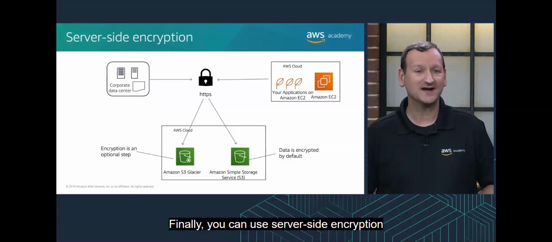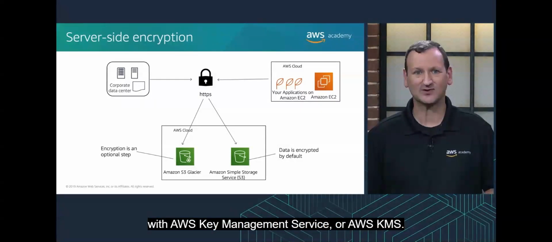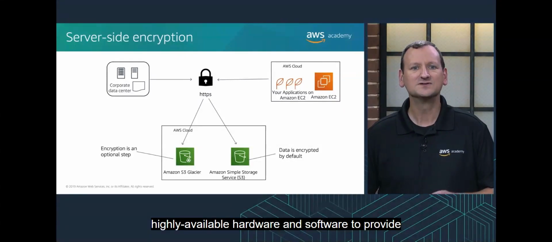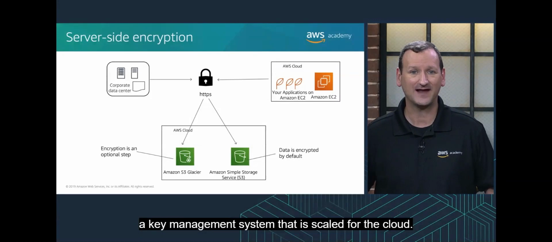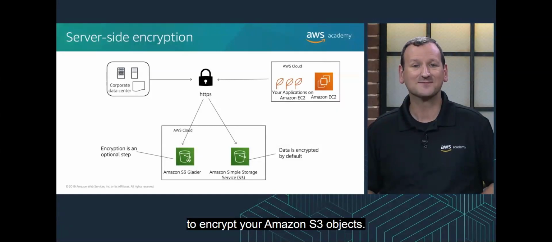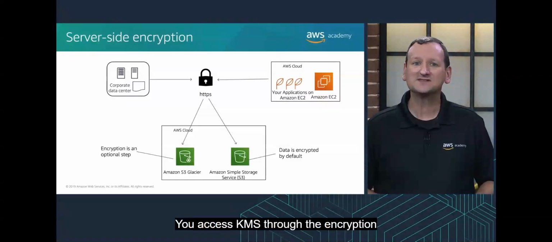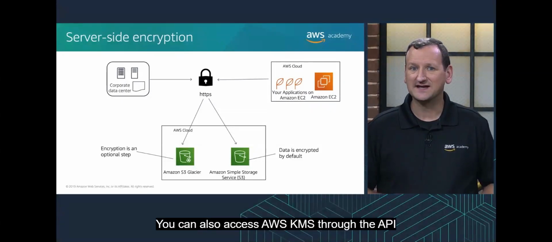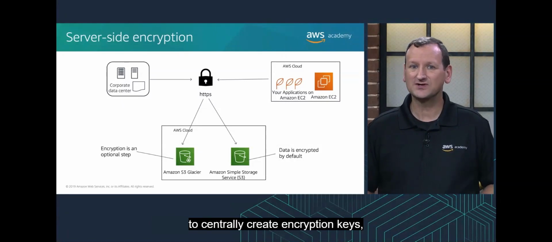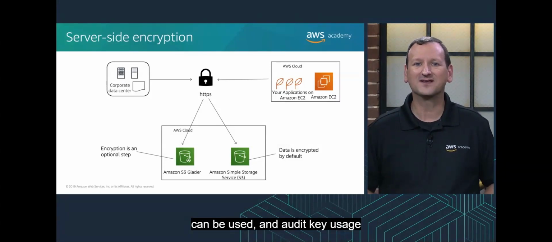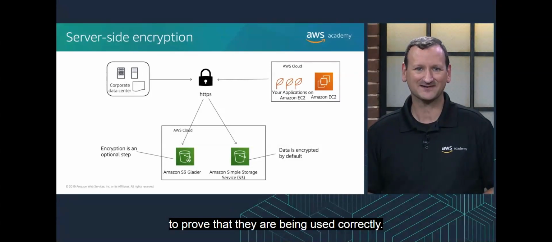Finally, you can use server-side encryption with AWS Key Management Service, or AWS KMS. AWS KMS is a service that combines secure, highly available hardware and software to provide a key management system that is scaled for the cloud. AWS KMS uses customer master keys to encrypt your Amazon S3 objects. You access KMS through the encryption keys section in the IAM console. You can also access AWS KMS through the API to centrally create encryption keys, define the policies that control how keys can be used, and audit key usage to prove that they are being used correctly.